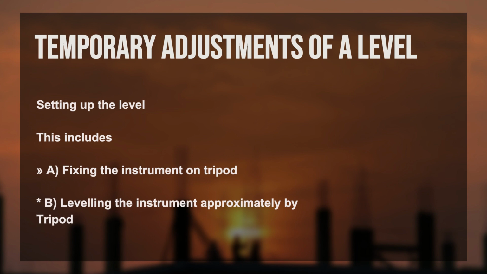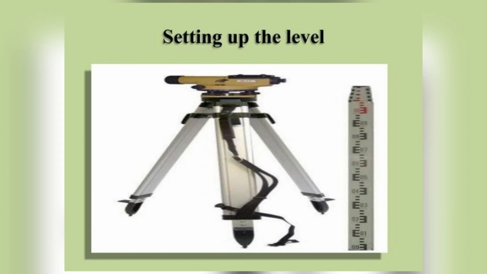In the next step, we level the instrument approximately by the tripod. After setting up the level and tightening the base on the tripod, by visual observation, firstly 2 legs are fixed and as far as possible leveled, and the third leg is moved either sideways or inside or outside, so that temporary adjustment of the level is done. This figure shows the leveling when setting up the level.